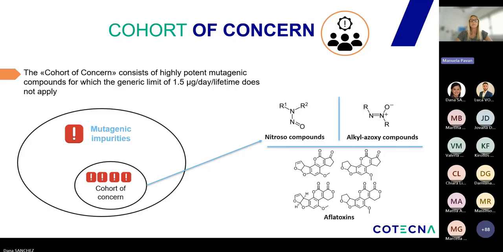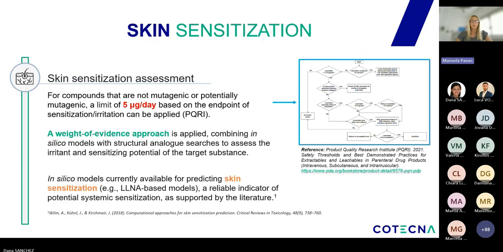So for these substances, the general TTC of 1.5 microgram per day does not apply, and the more conservative limit must be applied. Next. According to the workflow, in the next step, if the target compound is assessed as not mutagenic, the next step consists in assessing its sensitization or irritation potential.